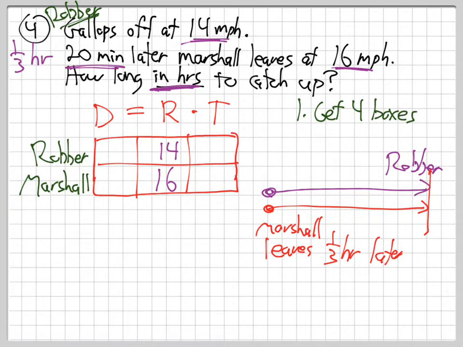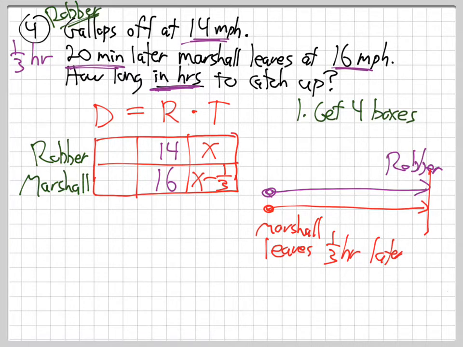So in other words, the marshal's time is X minus 1/3, and this is X. Or T if you want. I just like using X. Do you see that? I don't know how long the robber went for. Call it X. But the marshal went for X minus 1/3. He went 1/3 less hours. That was his time, right? He will be galloping 1/3 less time than the robber. Does that make sense?